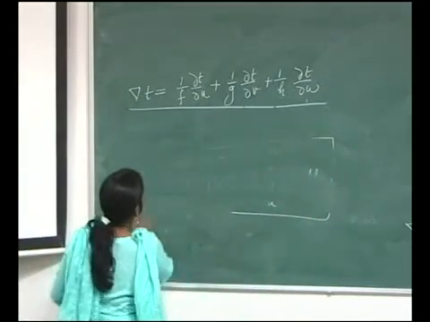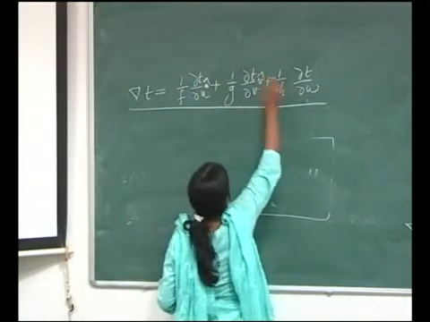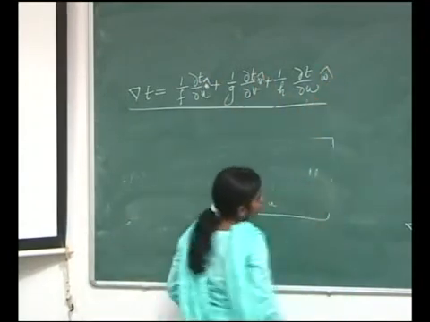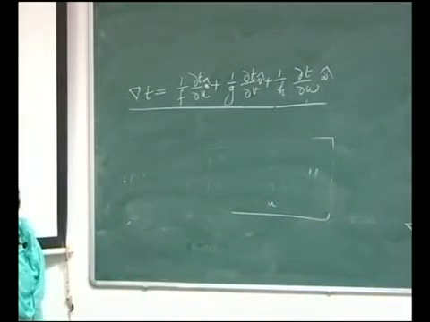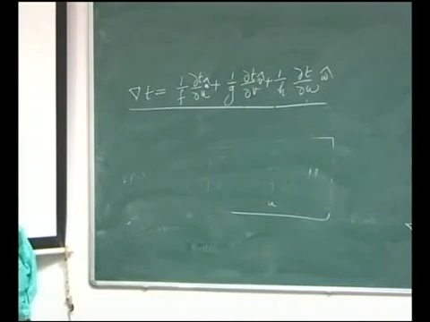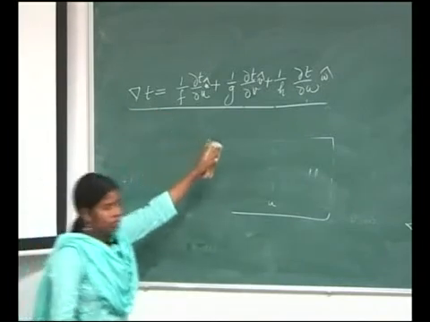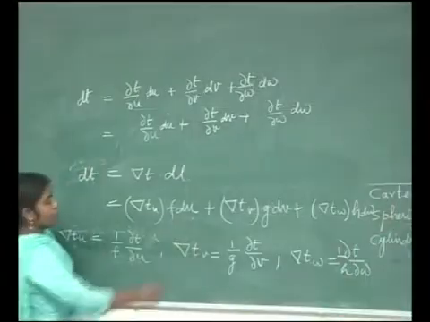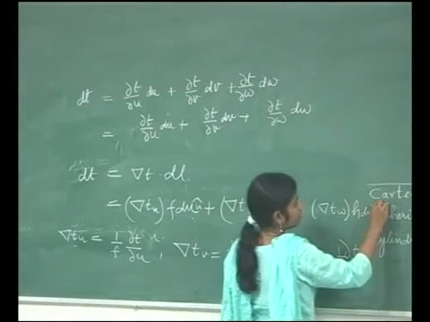And you can include here u cap, v cap and w cap. When you take the gradient del t, it should be a vector quantity, so u cap, v cap and w cap should be there.